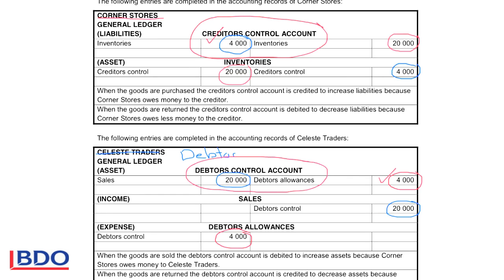So when we do the reconciliation statement, it means that we have to think out of two points of view. If you do the creditors ledger, it means that you are recording it in the books of Corner Stores, and then you will treat it as you would do entries in a creditors account. When you do the creditors reconciliation statement, you want to show the entries that Celeste Traders will do in the future, and they will do it out of the point of view of a debtors control. So it means the entries will always be on the opposite side.